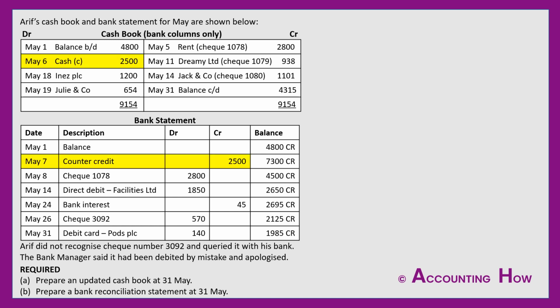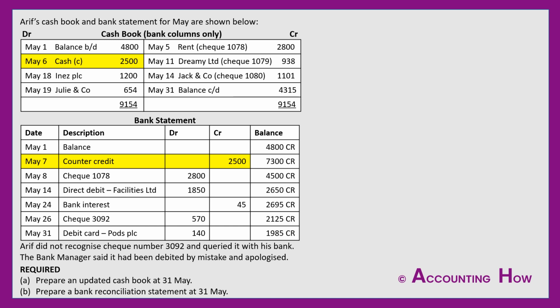First thing I'm starting to do then, again, if you've watched the first video, you will remember I'm effectively trying to pair off things in the cash book and the bank statement. So things that both Arif knows about because he's got them in his cash book and things that appear on the bank statement. And the first thing I've paired, you can see, is this £2,500. Arif has debited it. The bank will see that as a credit, as we've explained before.